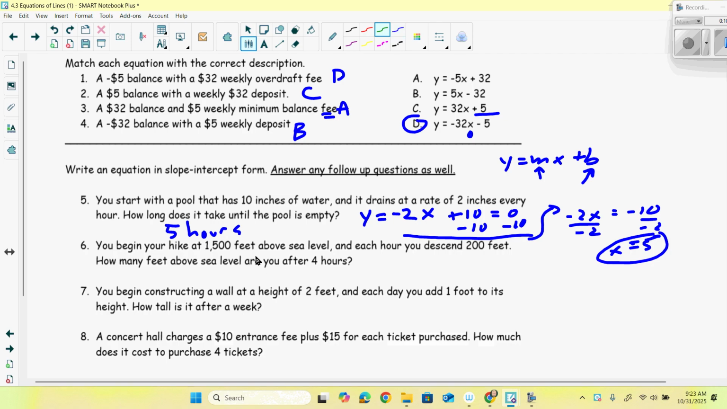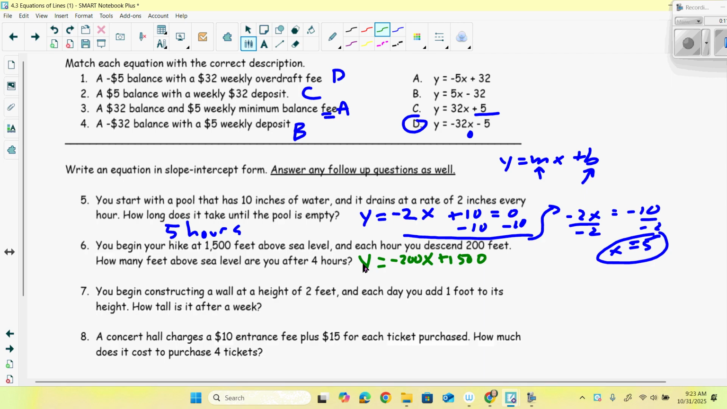You begin your hike at 1,500 feet. That sounds like I guess I'll start over here again. 1,500 starting value. And then each hour, descend 200. Descend, that's a negative 200. You're getting further down the mountain. How many feet above sea level are you after 4 hours?